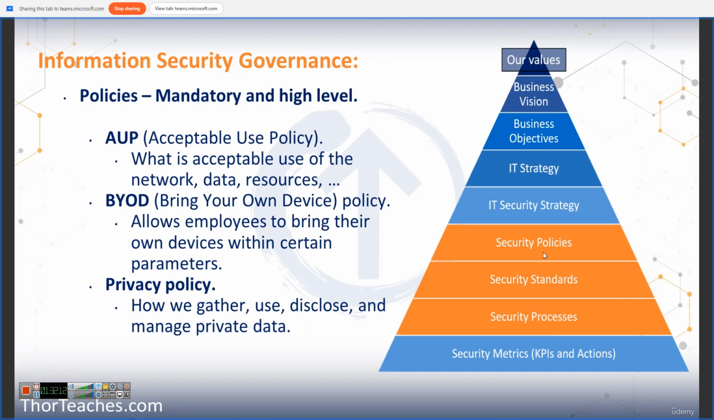And remember, they are mandatory and they're high level. And we built those policies from all the things above in the pyramid. So we have our values, we have our vision, we have our business objectives. From that, we built the IT strategy. Using that, we built the IT security strategy. And then using that, we built the IT security policies. With our policies, they also have somewhat of an iterative lifecycle. First, we develop them, we maintain them, then we have an approval process for them, and then we have exceptions.